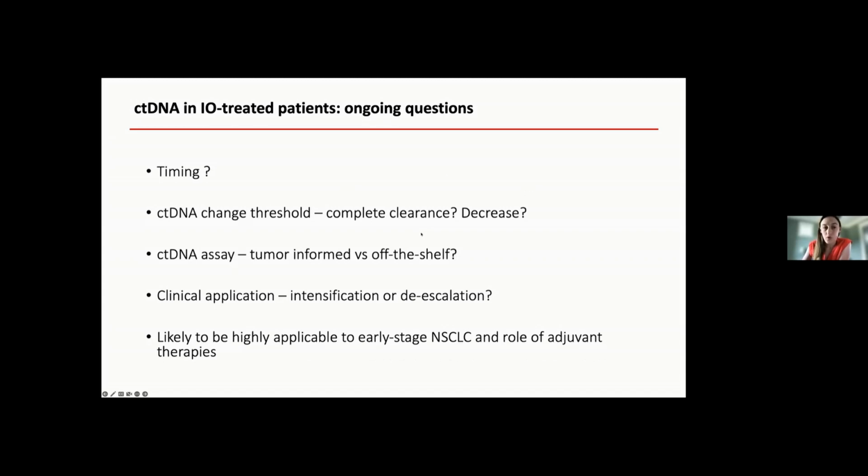So I think some of the questions going forward are going to relate to timing. When is the best time on treatment to assess ctDNA? What is our ctDNA threshold that we're going to use? Is it complete clearance or simply a decrease? How important is it to use one of these very sensitive assays versus an off-the-shelf assay? Are we going to use it as a way to de-escalate our therapy or to intensify? And then how will we translate this to our decision-making in the early stage setting?